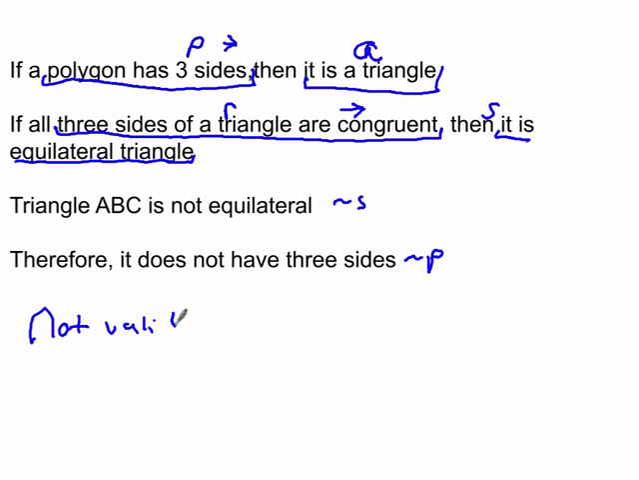The reason it's not valid is that there are no real connections here. And just because a triangle is not equilateral doesn't mean it doesn't have three sides. Here we go, there's my counterexample. I drew a triangle. It's not equilateral. It has three sides. All right, so see how we do this. If an argument's not valid, we have to come up with some sort of counterexample.